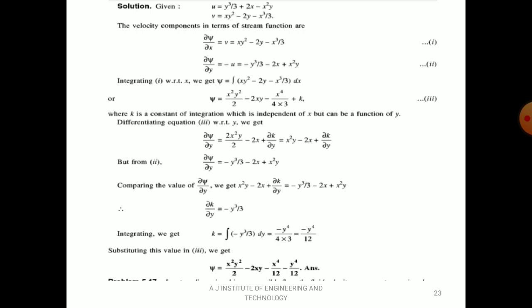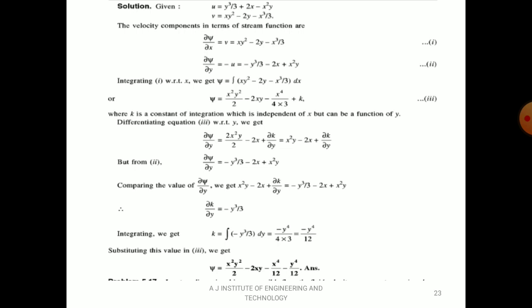The velocity components in terms of the stream function, from the definition of the stream function, we have ∂ψ/∂x equal to v, and the v value is given in the problem itself, xy² minus 2y minus x³/3. And ∂ψ/∂y is equal to minus u. The u value is given in the problem, so minus u equals minus y³/3, just multiplying the minus sign inside, minus 2x plus x²y. Take it as equation 2.